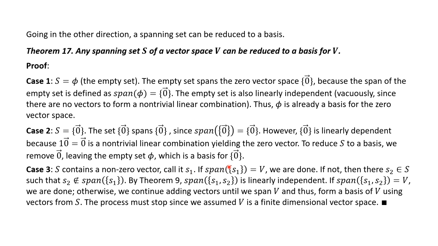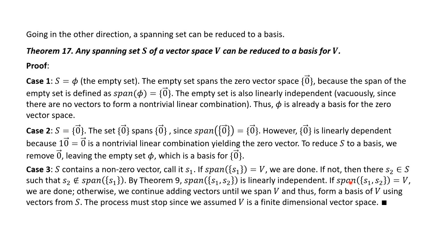If the set containing S1 spans V, then we're done. If not, then there's an S2 in our set S such that S2 is not in the span of S1. And then by Theorem 9, which we refreshed our memory on just recently in the previous slides, the set S1, S2 is linearly independent.